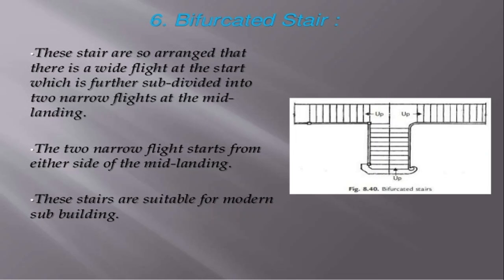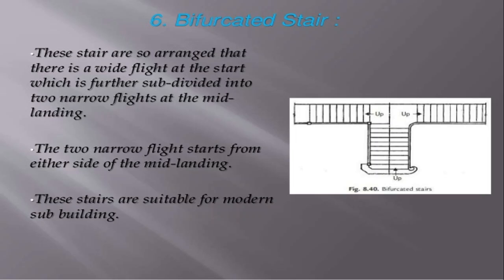Next is bifurcated stair. These types of bifurcated staircases you are able to see. You have watched many types of movies like bungalows. These types of staircases have been used in many types of bungalows. As you can see in many types of movies, these types of staircases are used. So this is known as bifurcated.